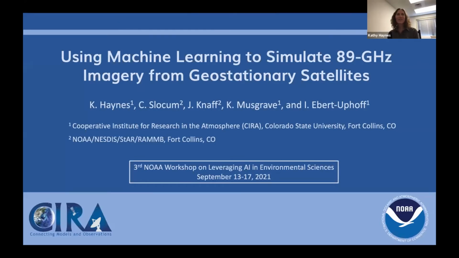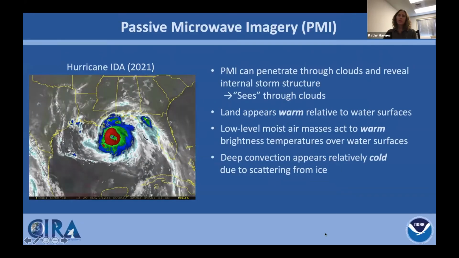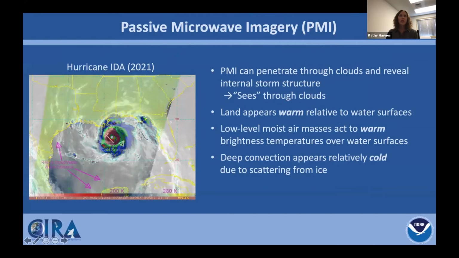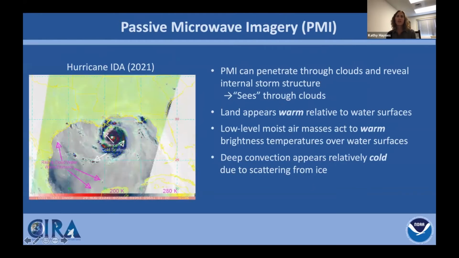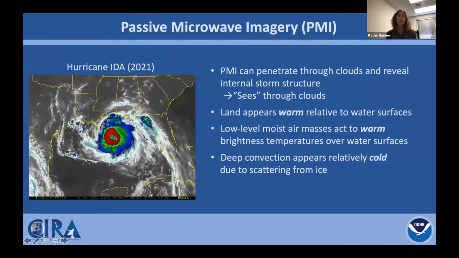Today I'm going to be sharing some work that we're doing here at CIRA in order to simulate satellite microwave imagery from geostationary satellite data. First, I'll provide some background on passive microwave imagery, or PMI. So PMI is useful because it can penetrate through the clouds and reveal the internal storm structure. So in effect, it can see through the clouds.